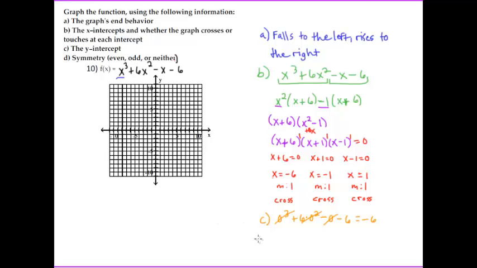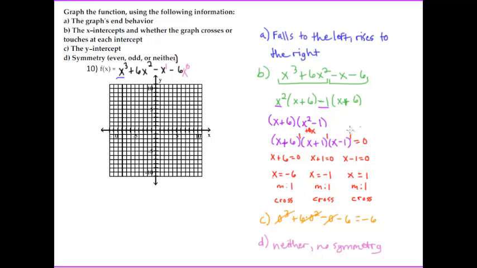And last, part D, even, odd, or neither tells us our symmetry. So if we look, we have an odd exponent, an even exponent. This would be odd and this would be even. So since we've got a mixture, it's neither even nor odd, which means that there is no symmetry in this graph. So let's plot this.